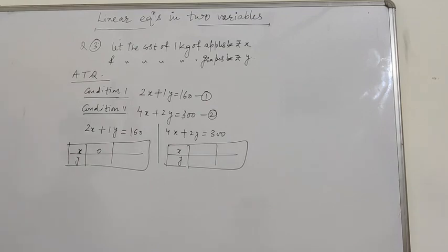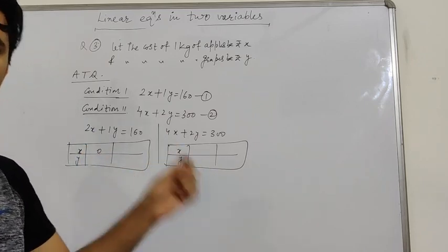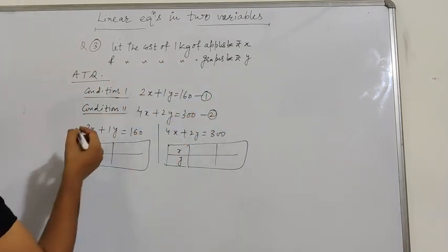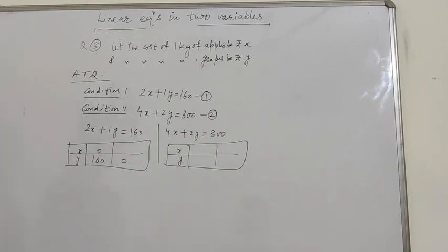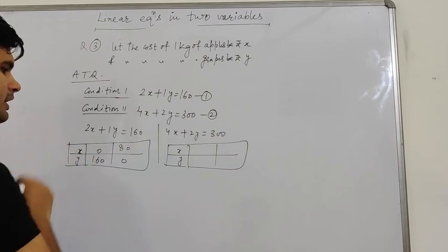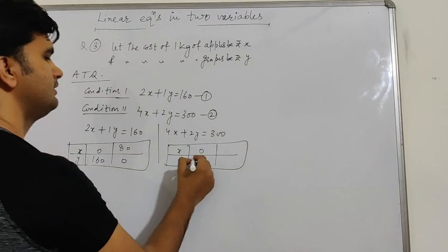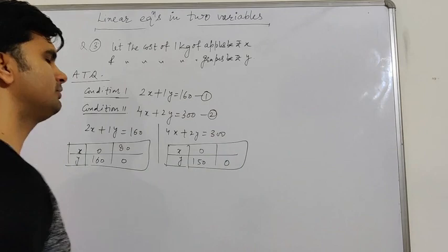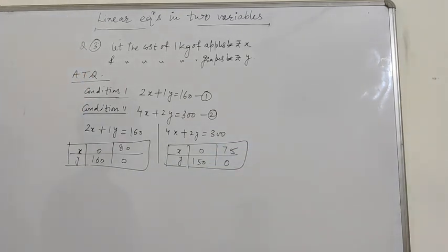I am putting here x is equal to 0. You can take any value of your choice, but these values of x and y should not come in fraction, right? Then it will be easier for you to represent it on the graph paper. X is equal to 0, then y is 160. If I put y is equal to 0, then x is equal to 80. The next point, put x is equal to 0, then y is 150. If I put y is equal to 0, then x is 75, right?